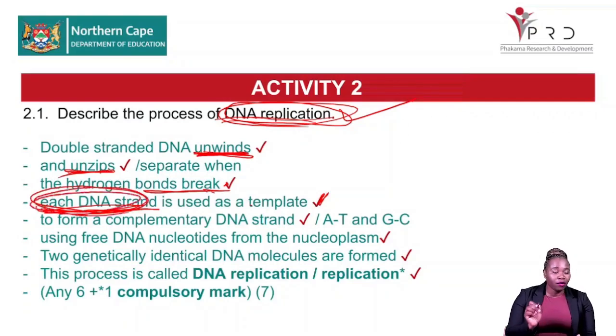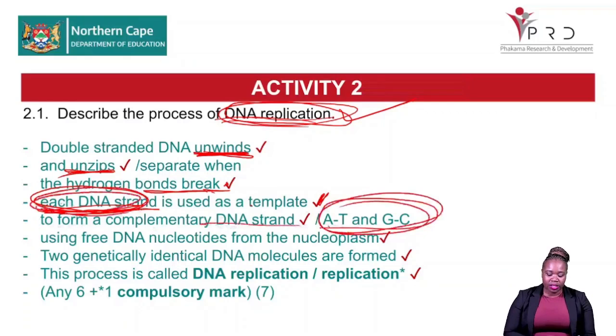Now, if you say one of them acts as a template, you will lose that mark. To form a complementary DNA strand. When you're talking about complementary DNA strands, you can also explain this part whereby adenine pairs with thymine and guanine pairs with cytosine. How does it do that? It does that using free DNA nucleotides from the nucleoplasm, and then two DNA molecules that are identical are going to be formed.